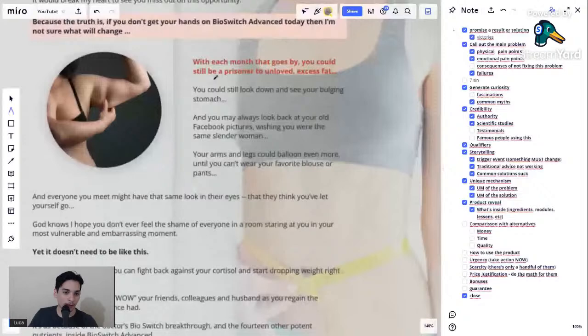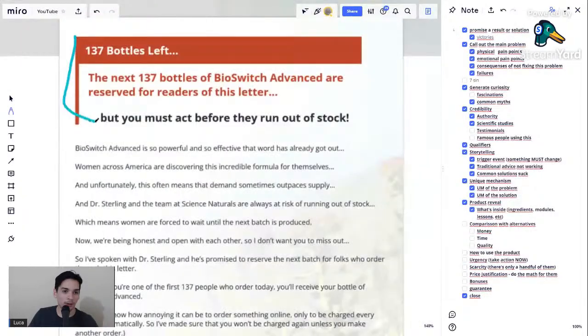You can wow your friends, blah blah blah, if you take action now. 137 bottles left. I think this is BS. I don't really think that there are 137 bottles, but it falls under scarcity, right? Scarcity and urgency are two different things. I think some copywriters confuse those two.